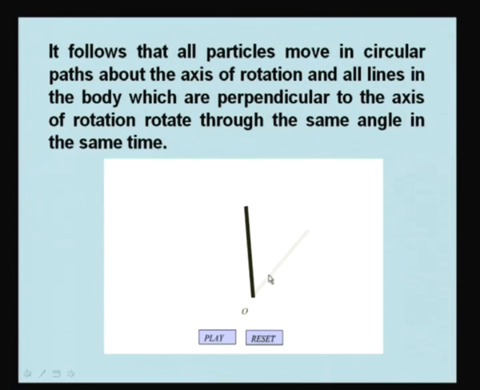Here it is rotating. Now all the particles are moving in a circular path. Also, all the particles which are in this line have rotated by theta. That means if we consider this line, this is theta, this is also through the same angle in the same time.